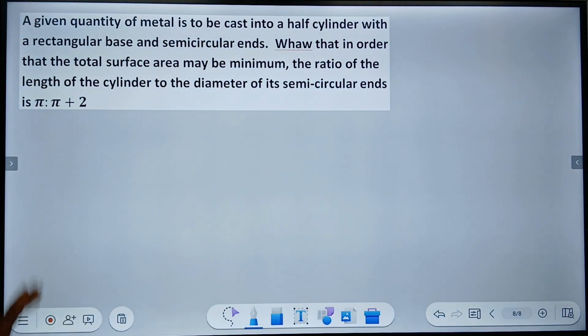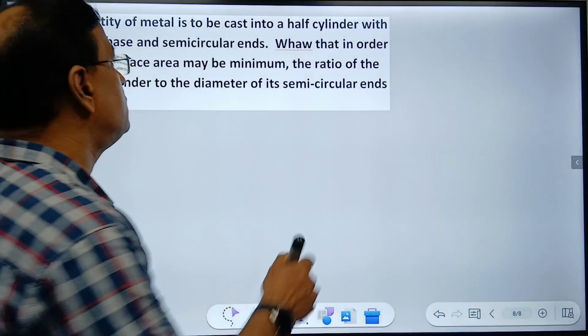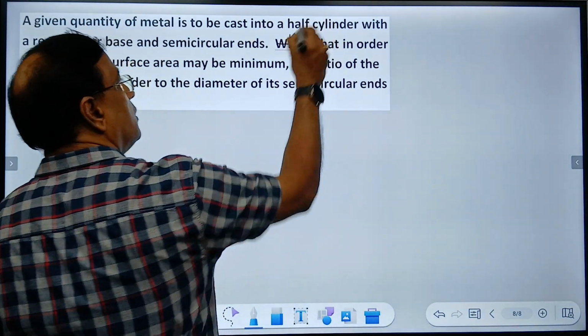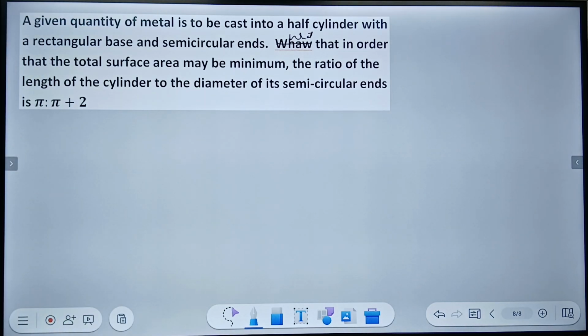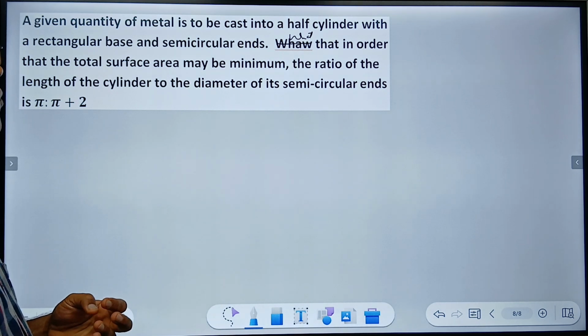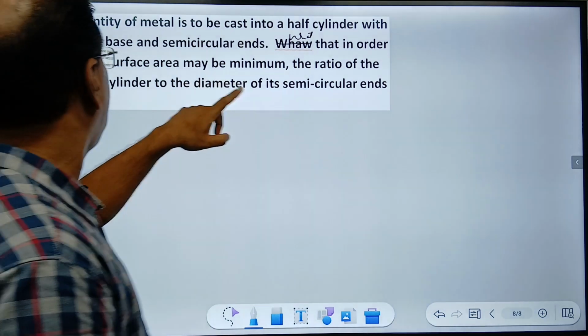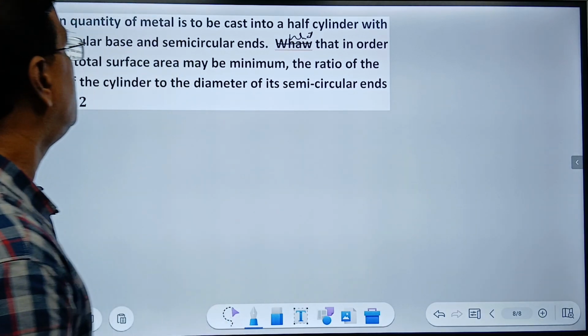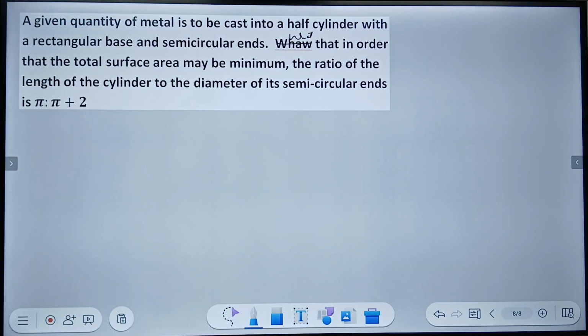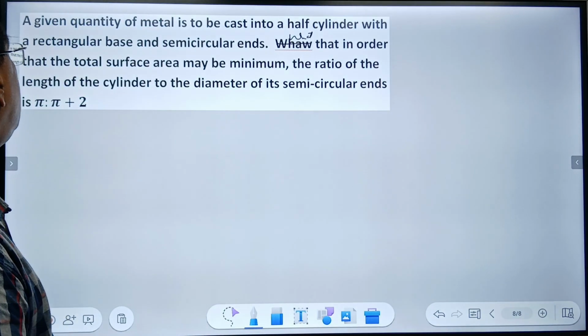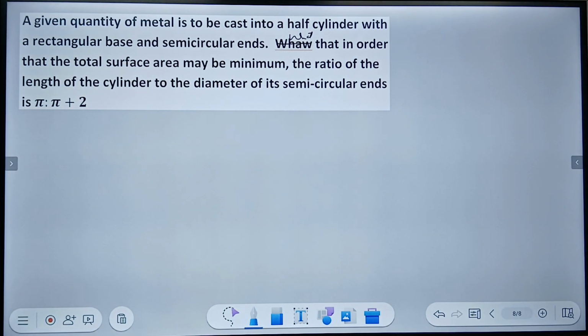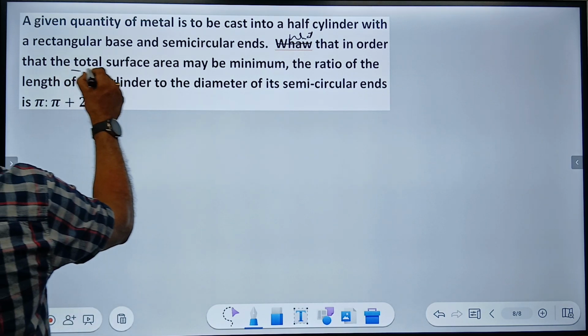Now this is the last problem for the day, and this is again a very, very important question. A given quantity of metal is cast into a half cylinder with a rectangular base and semicircular ends. In order that the total surface area is minimum, the ratio of the length of the cylinder to the diameter of the semicircular ends is pi is to pi plus 2. Okay. So basically I want to minimize the total surface area.